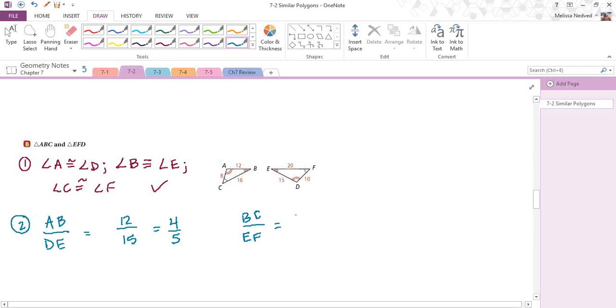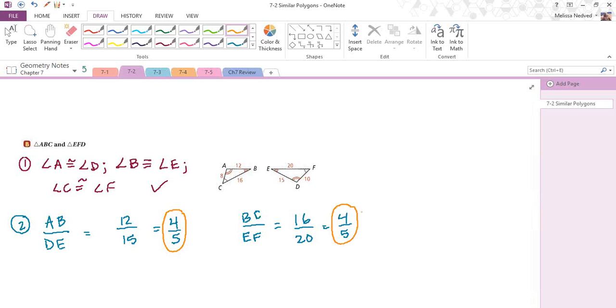BC has a length of 16. EF has a length of 20. Both are divided by 4, 4 over 5. So notice so far, both have a proportion of 4/5. But I can't stop there. Just because 2 are the same, I've got to make sure the third is also the same. If I end up with the third not being the same, then I don't have similar figures. So all 3 need to be the same.